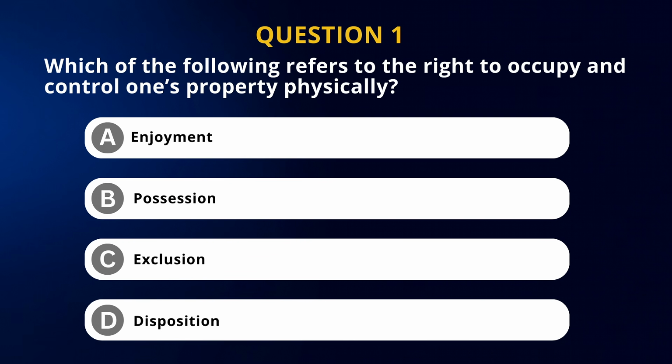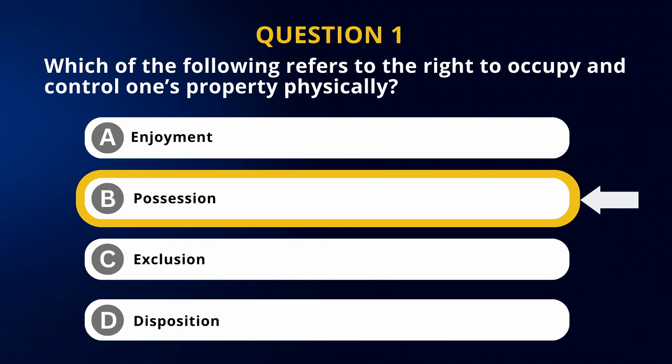Which of the following refers to the right to occupy and control one's property physically? Letter A, enjoyment. Letter B, possession. Letter C, exclusion. Letter D, disposition. Which of the following refers to the right to occupy and control one's property physically? And the answer? Letter B, possession.